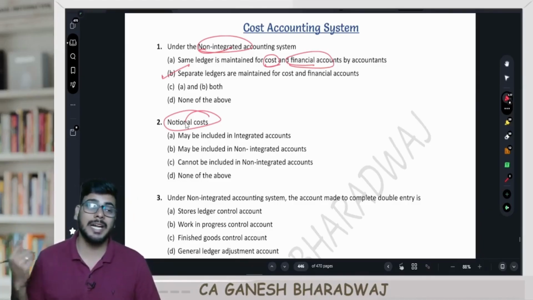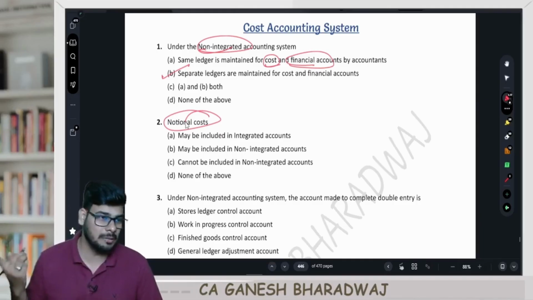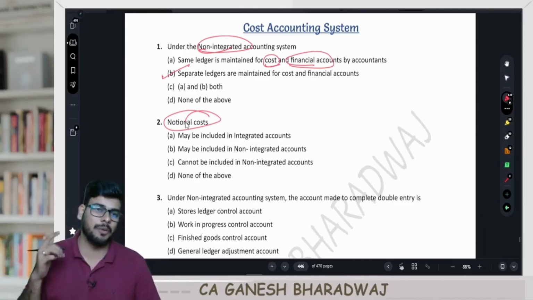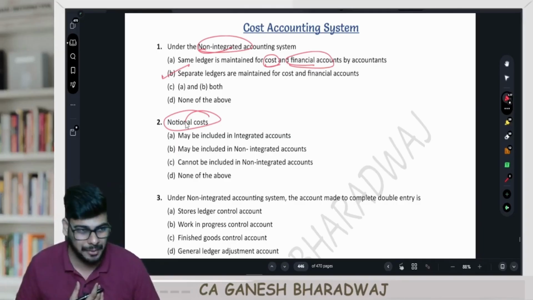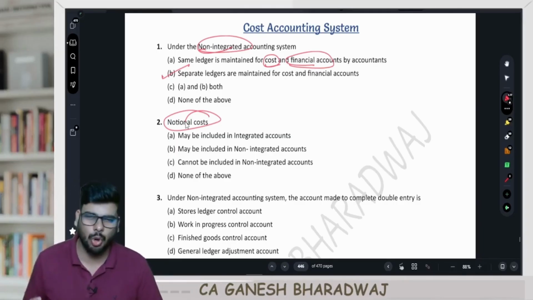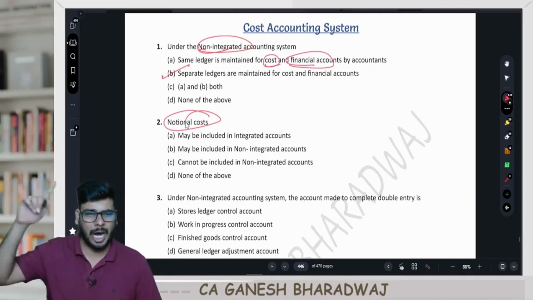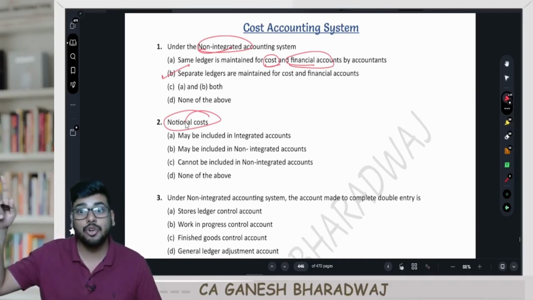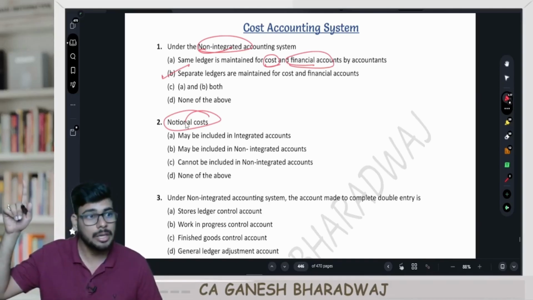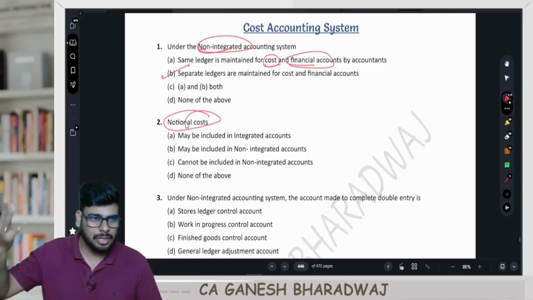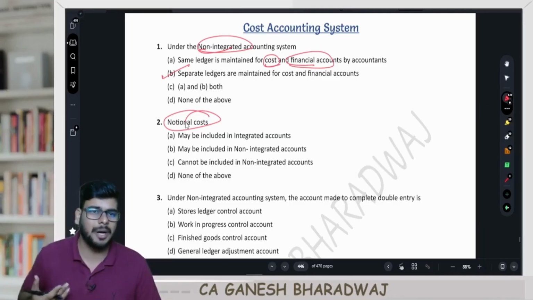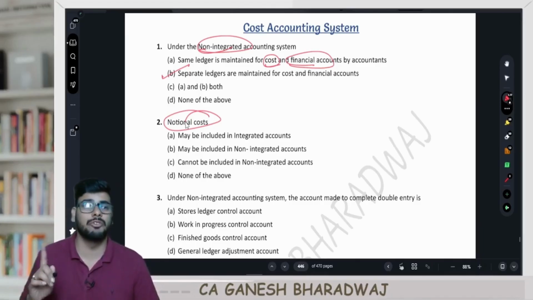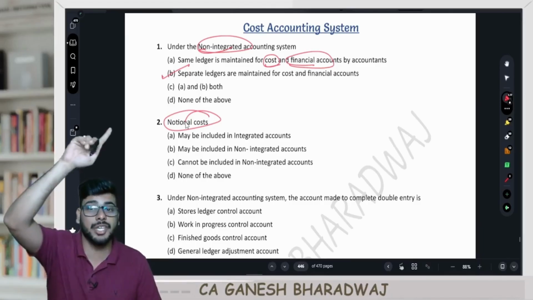Correct? So had I rented it out, I would have got some benefit. But since I am using it for my own purpose, I'm losing out on that benefit. That's opportunity cost or notional cost. Correct? Now, do we account for notional cost in financial accounts? Only if you transact with an outside party, you do it. Even in cost accounts, ideally we don't do it, but we use it only for decision making purposes.